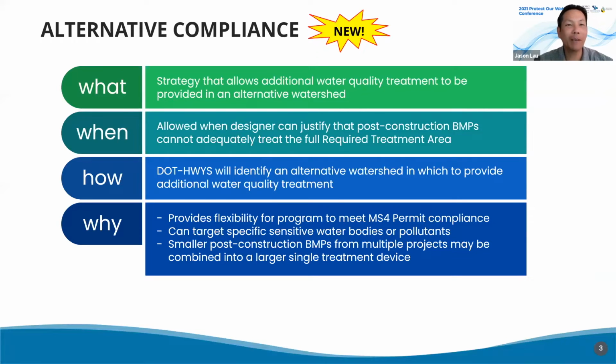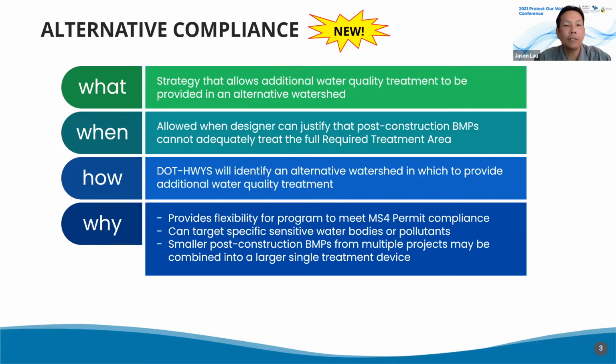So alternative compliance, a new strategy that's going to be included in this revised manual, allows for additional water quality treatment to be provided in an alternative watershed. It's allowed when the designer can document and prove that post-construction BMPs cannot adequately treat the full required treatment area. And if DOT agrees with the designer, then an alternative watershed will be identified in which to provide the deficit amount of water quality treatment.